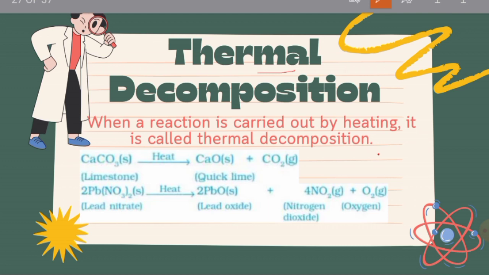This is calcium carbonate. If you give heat, it will give you calcium oxide plus carbon dioxide. Limestone in heat will give quicklime. And there is one more example here. This is lead nitrate. In the presence of heat, it gives you lead oxide plus nitrogen dioxide plus oxygen. Okay, this is one more example of thermal decomposition.